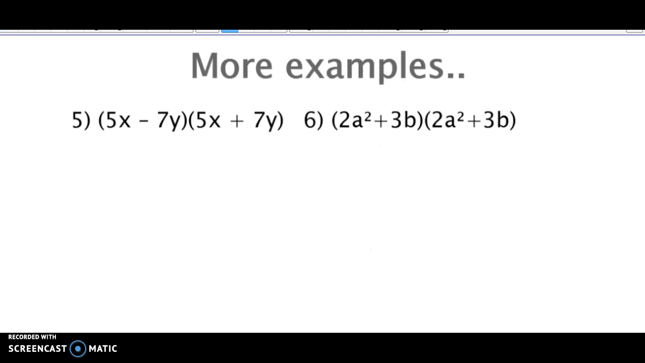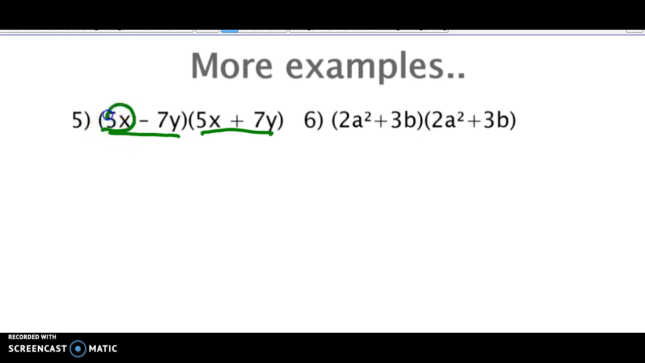These get a little more complex. Same idea, we just have to keep track of exponents. So I see that I have two binomials that I'm multiplying here. 5x minus 7y times 5x plus 7y. These are the same terms, but opposite signs. One subtraction, one is addition. So I remember that this is going to be the difference of two squares.